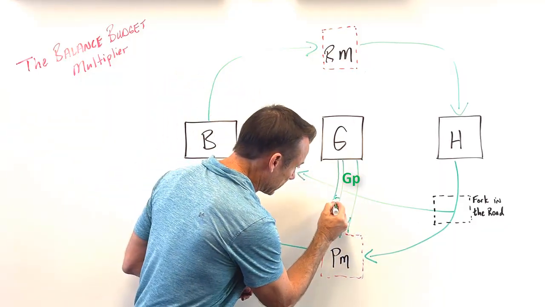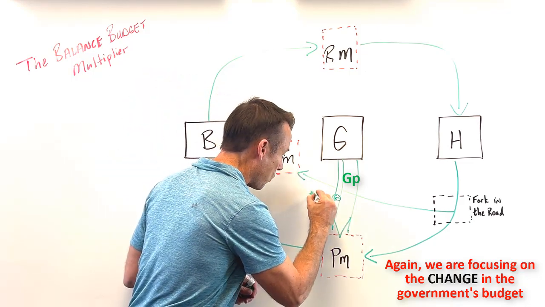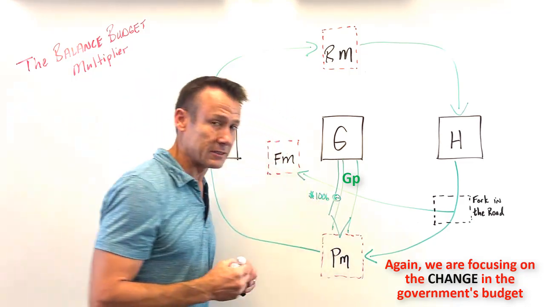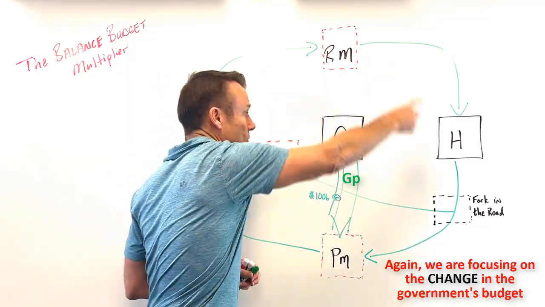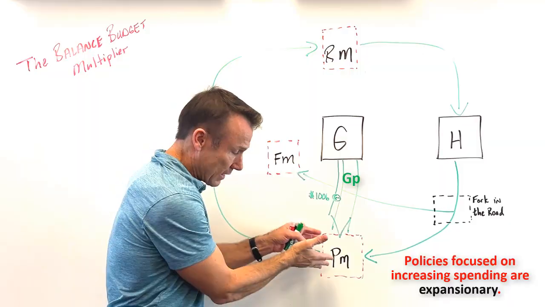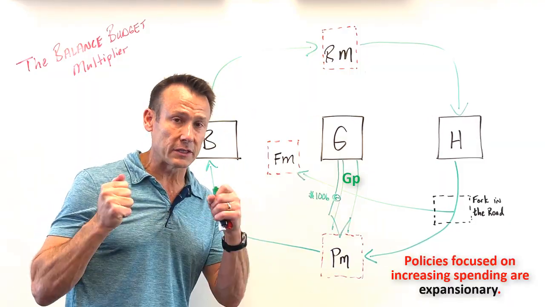So we're really focusing on that increase in the government purchases, again, by $100 billion. That is expansionary fiscal policy. We're pushing more money into the main circle. We're trying to increase spending. Increasing spending should increase production and increase hiring.